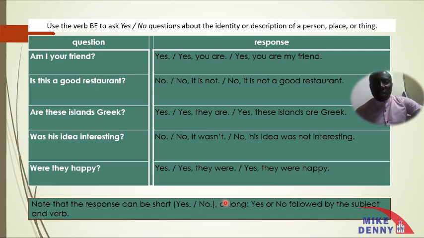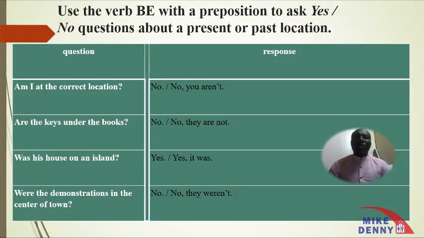You should note that the response can be short, yes or no, or long, yes or no followed by the subject and verb as in the third cases. We use the verb be with a preposition to ask yes or no questions about the present or past location. For example, am I at the correct location? The response could be no, or no you aren't. Are the keys under the books? No or no they are not. Was his house on an island? Could be yes or yes it was. Were the demonstrations in the center of the town? No or no they weren't.